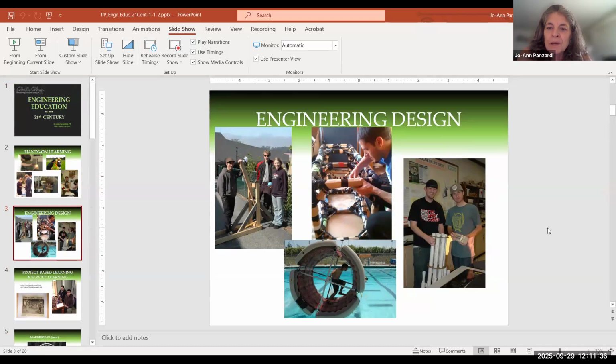So at Cabrillo, we have engineering design in every single class. This was from the materials class. This was from the statics class. This was materials and this is statics. This was a water balloon shooter. This was a 3D bowling ball maze. This was making musical instruments out of innovative materials. And this was a walk on water project.